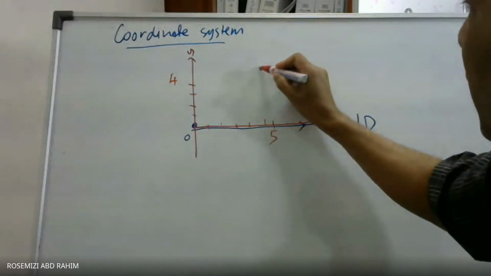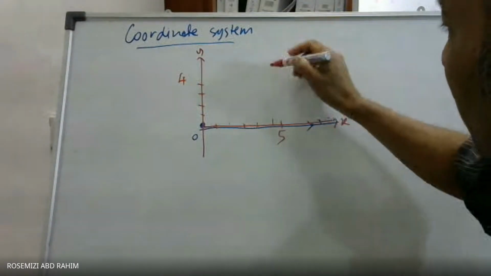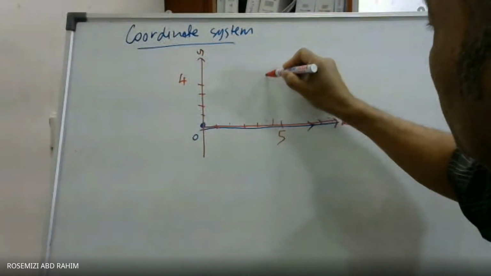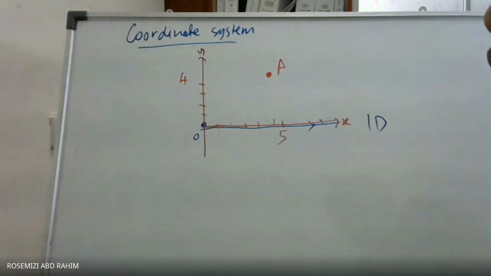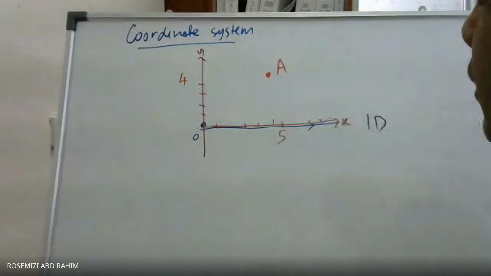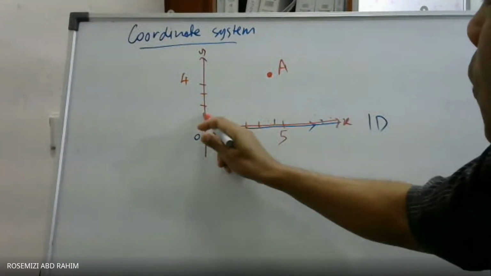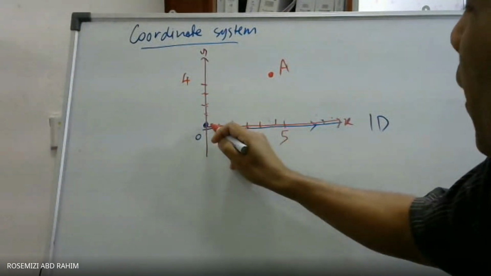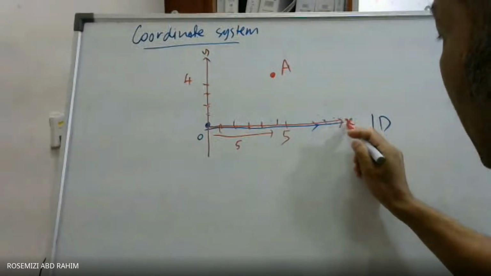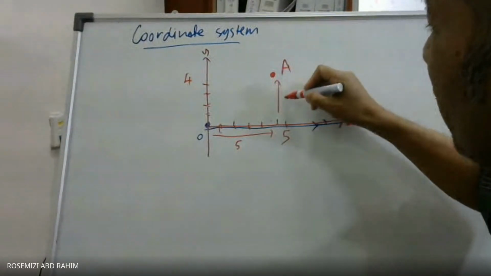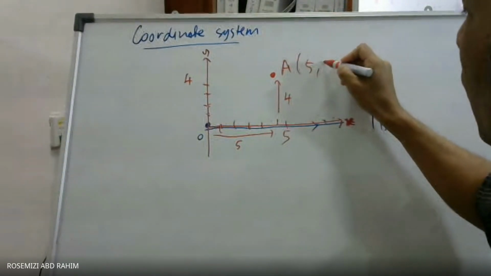Okay, location for A is here. So what is the location for A? How to determine the location for A? So we calculate 1, 2, 3, 4, 5. 1, 2, 3, 4. So 5 steps on the x-axis, and 4 steps on the y-axis. So location is 5, 4.